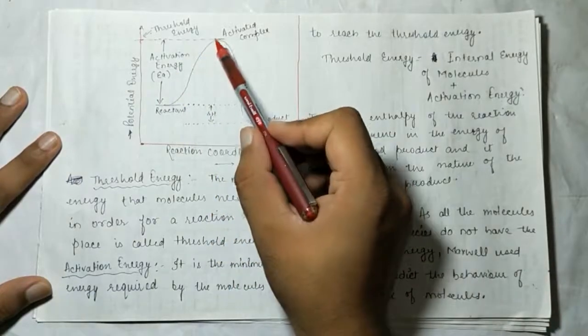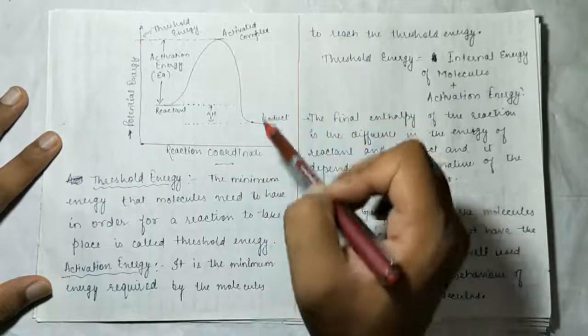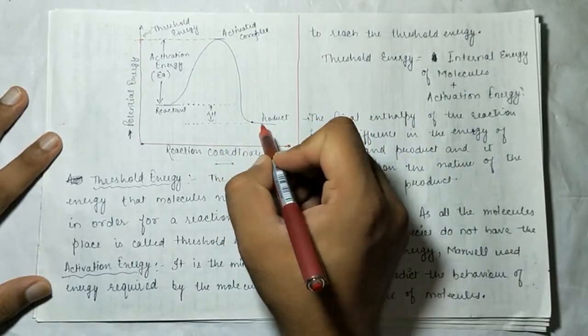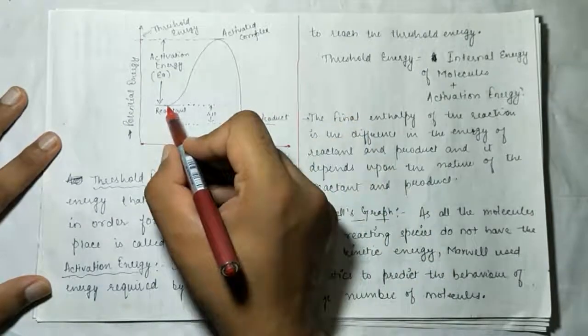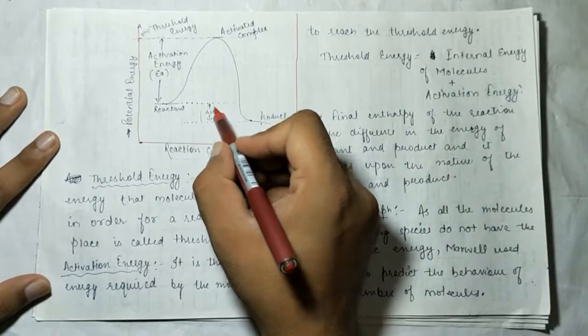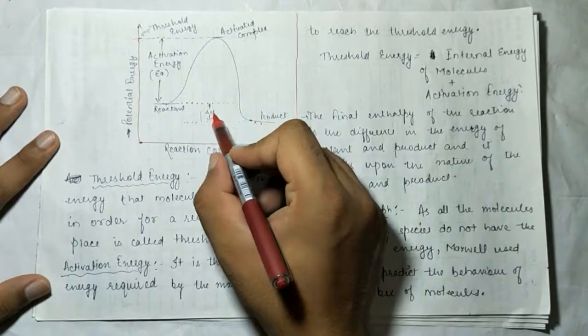Okay, and once it reaches the activation energy, after that it starts giving product. This is the energy of the product, and this is the energy of the reactant, or you can say internal energy, and this is the enthalpy change, that is the overall energy released during this reaction, delta H.